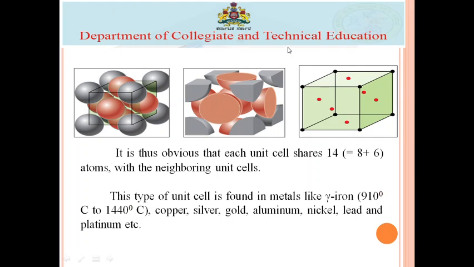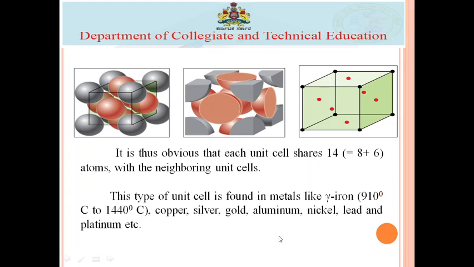And in FCC, a total of 14 atoms are shared with the neighboring unit cell. How 14? See, 8 corner atoms plus 6 face atoms. 8 plus 6 will be 14. 14 atoms will be shared with the neighboring unit cell.